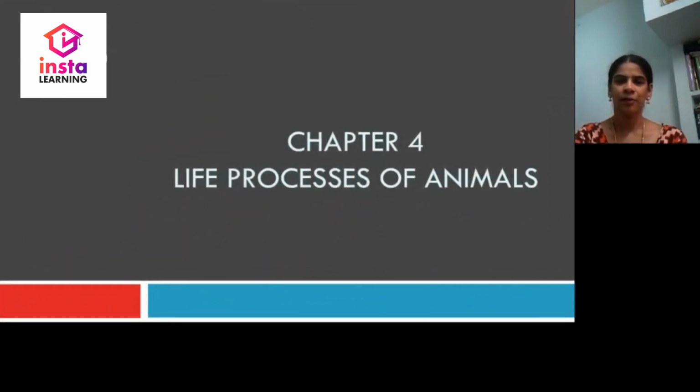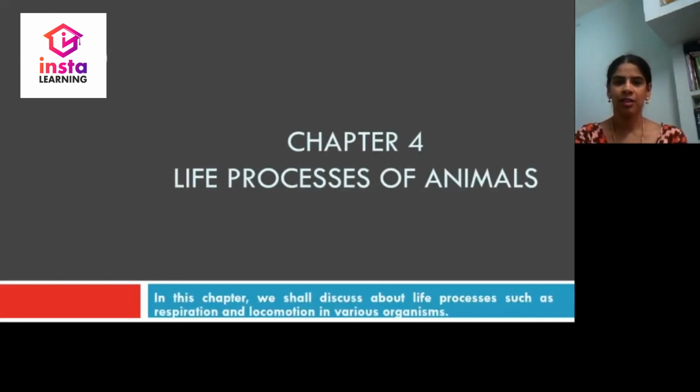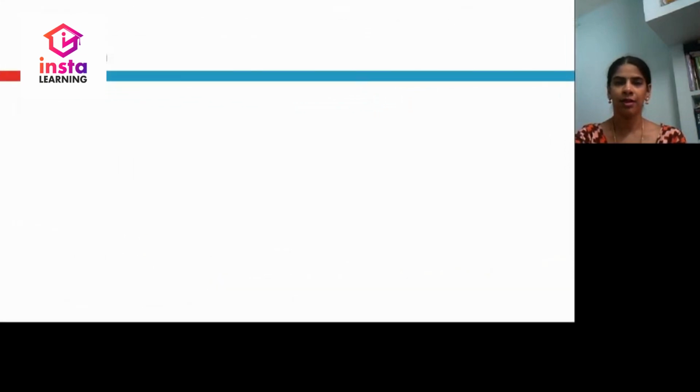Let us learn chapter 4, life process of animals. In this chapter, we shall discuss life processes such as respiration and locomotion that take place in various living organisms or animals. Let us begin the chapter.